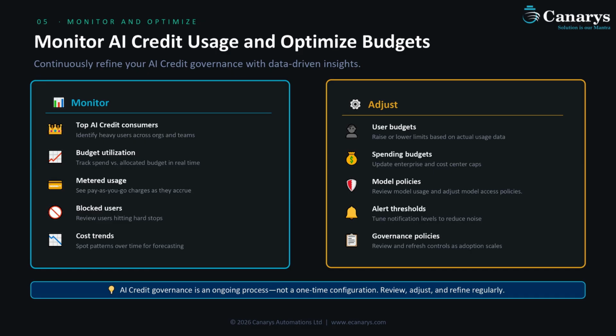AI credit usage and refine their budgets over time. Use the billing dashboard to identify top AI credit consumers, track budget utilization, review metered usage, and identify users who are hitting configured limits. Based on these insights, you can adjust user budgets, spending budgets, model access policies, alert thresholds, and other governance settings. Effective AI credit governance is an ongoing process, not a one-time configuration. Regular monitoring and optimization ensure your organization gets the most value from GitHub Copilot while keeping spending predictable.